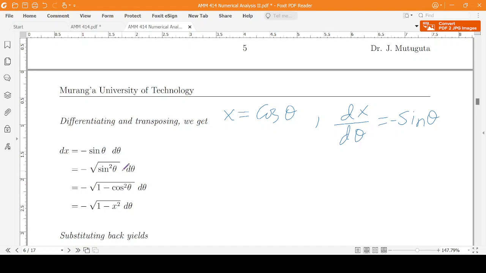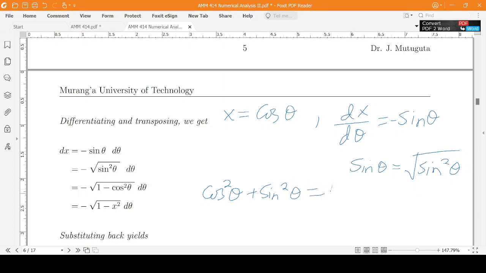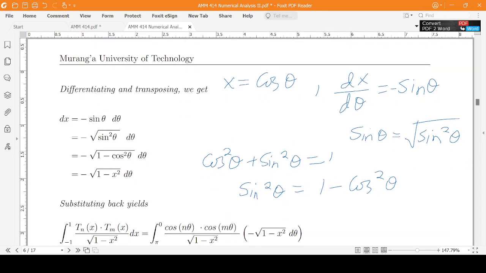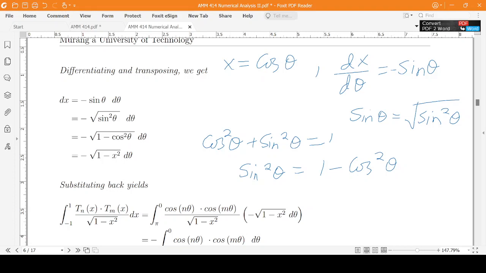We use the identity. We say that sine of theta can also be expressed as the square root of sine squared theta. Why do we need to do this? Because we want to use the identity that cosine of theta squared plus sine of theta squared is equal to 1, so that sine squared theta is equal to 1 minus cos squared theta. And because cosine of theta is equal to x, then we can write this as 1 minus x squared.